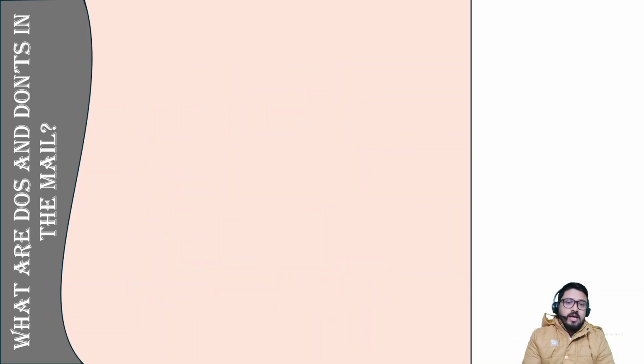What are the do's and don'ts in the mail? As we went through the first video, we learned different sections of the mail and what we can include, how we can include, what order we can write in, and also the appropriate arrangement of all the sections of the mail. So let's start with do's. We already discussed what the do's are, but let's see them in brief.